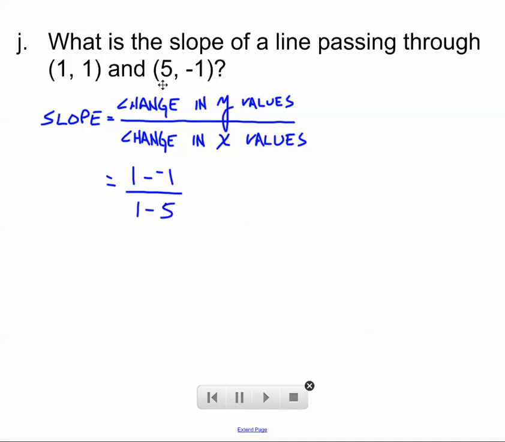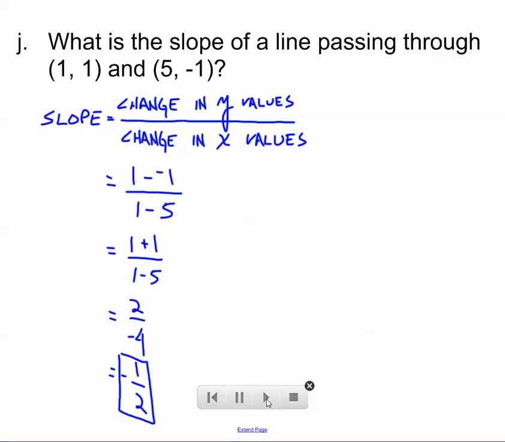1 is an x value. 5 is an x value. Okay, so 1 minus -1 is like 1 plus 1. 1 plus 1 is 2, and 1 minus 5 is -4. So our slope is -1/2.